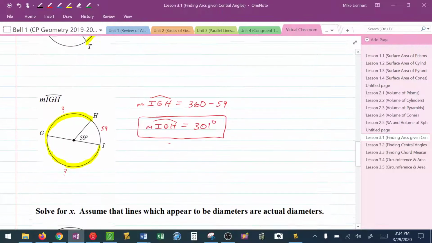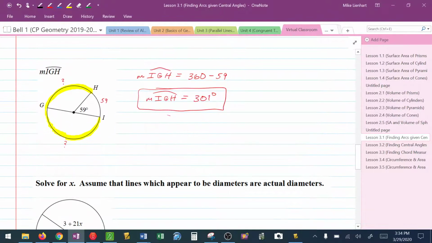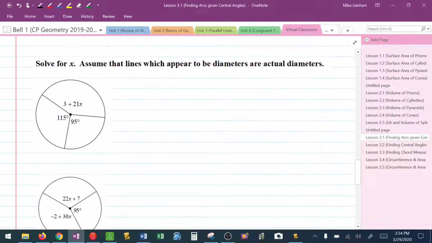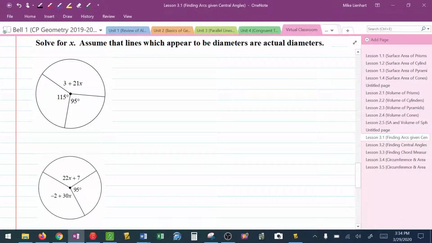Now, we're going to focus on this idea that a central angle is equal to its arc, and now bring in some algebra as well. So let's take a look at this first problem. How would you approach this problem? There's a couple of different ways. I'm going to keep a fairly fail-safe way of doing this. And that is that if I know these are central angles, which all three of them are, then I know that the central angle is equal to its arc.